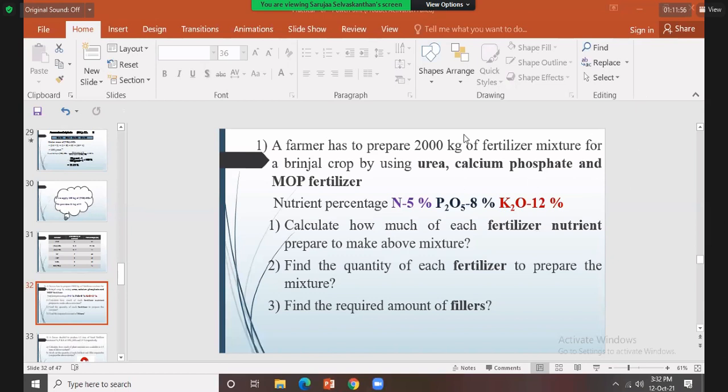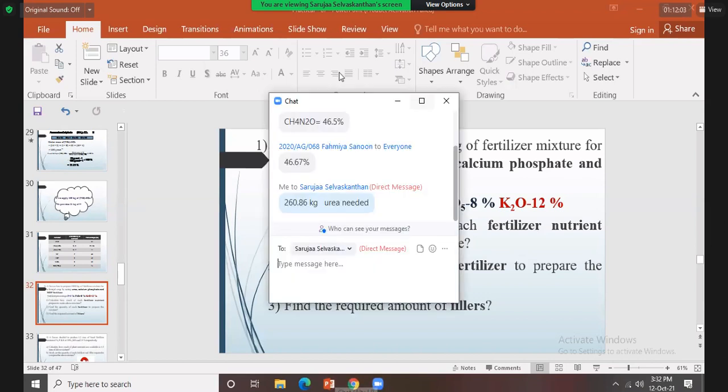Okay, anyone who thinks this is the correct answer, please tell me. Some students have calculated very sharply. Urea is 204 kilogram, 4.27 kilogram, and MOP, I don't know. I think that answer is very correct. Now I will explain how to do the calculation. I also don't know, but I will explain.